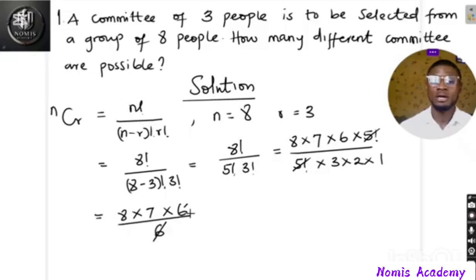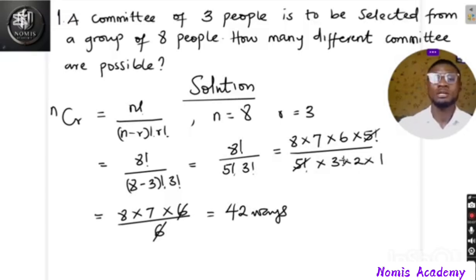So I can divide 6 by 6, and I'm left with 8 times 7. And 8 times 7 is 56. So there are 56 ways in which I could select 3 people from 8 people to form a committee.